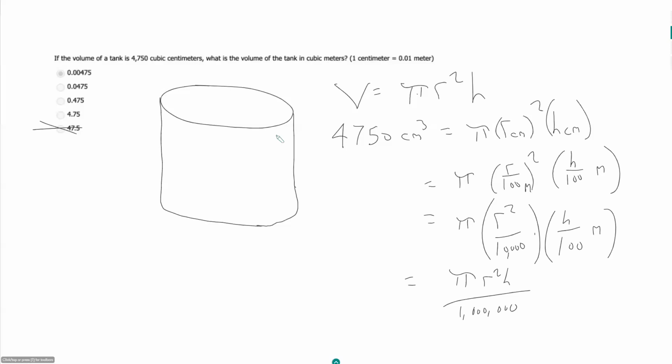So to convert our volume from cubic centimeters to cubic meters, we're not dividing by 100. We actually have to divide by 1,000,000. And 4,750 divided by 1,000,000 means moving the decimal point 6 places to the left, so adding 2 zeros at the beginning: 0.00475. The answer is A.